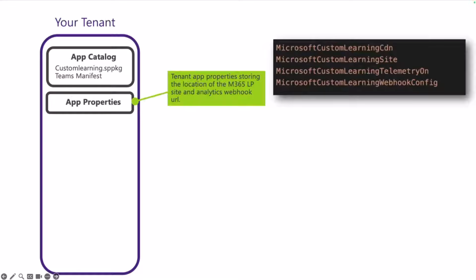We have a few tenant app properties, and these get set during the installation process, depending on how you're installing the solution. And you can see it's about providing the URL to the learning site, what the default CDN is, and, if you do decide to turn on the analytics webhook, what URL you need to send the request to.